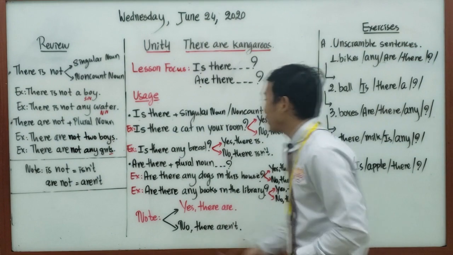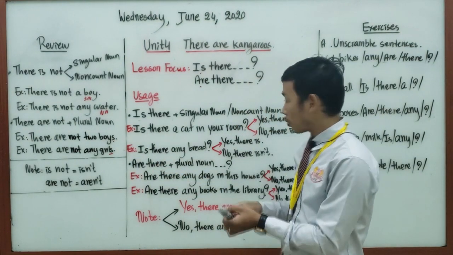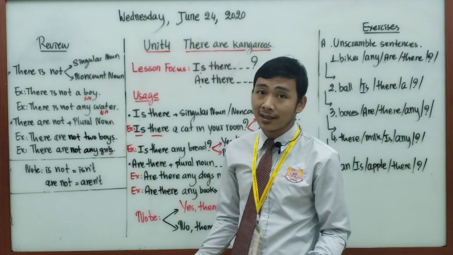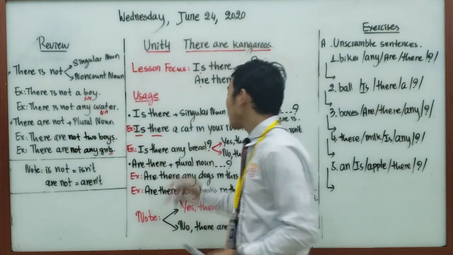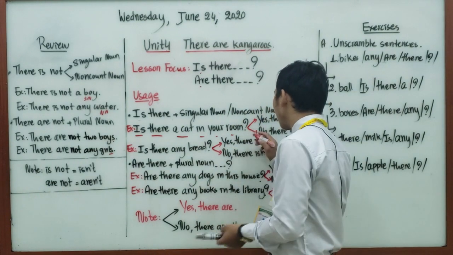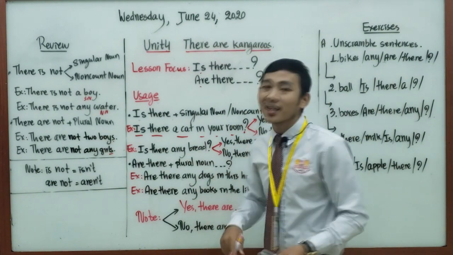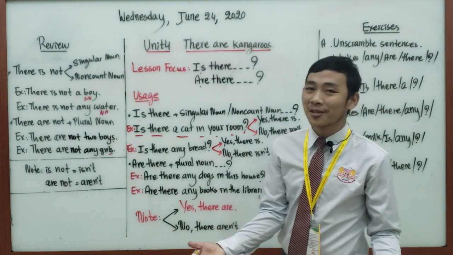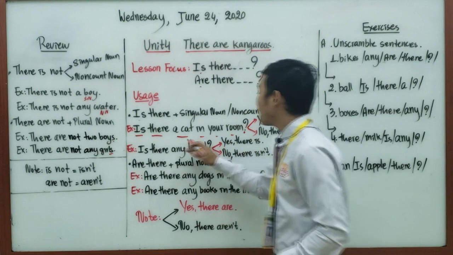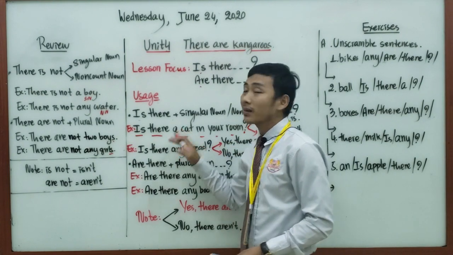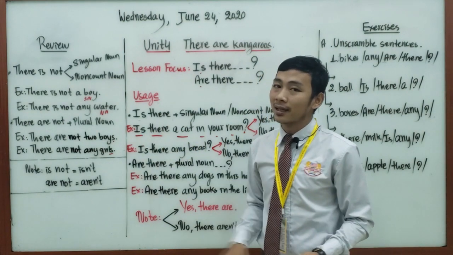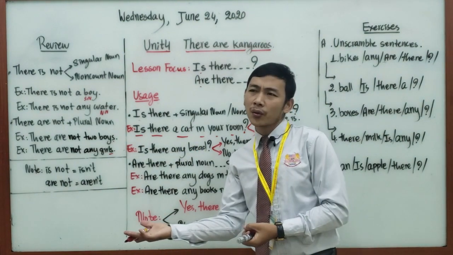For example, is there, so we need to put the verb to be before the word there to make the question sentence. It is the rule. Is there a cat in your room? And then this one, what do we call it? Question mark, right? So, is there a cat in your room? A cat here, what do we call it? Singular noun, right? So a singular noun we use with is there. Okay? Is there a cat in your room?